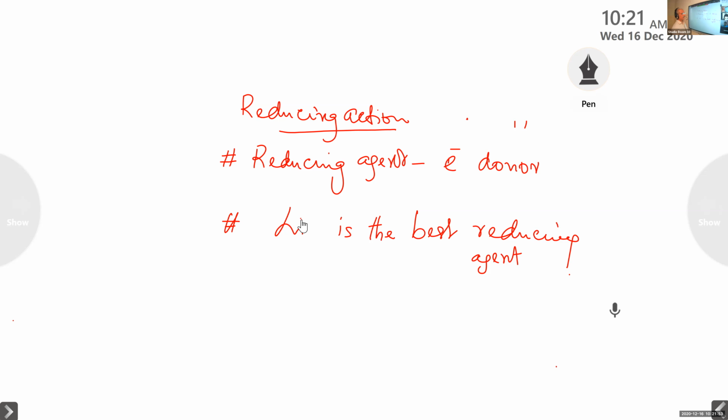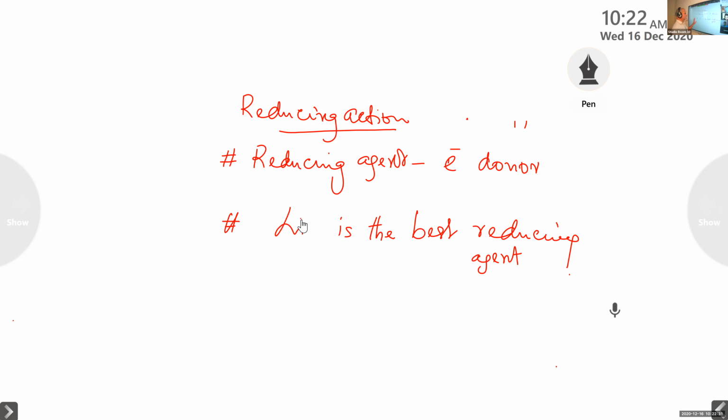More details we can see next year in the chapter electrochemistry. There, the electron donating activity and electron accepting activity, that is, reducing action and oxidizing action, will all be covered. Not only that, we can explain the reducing activity as well as the oxidizing activity in terms of the electrode potential. There is a term called electrode potential that you can see next year.